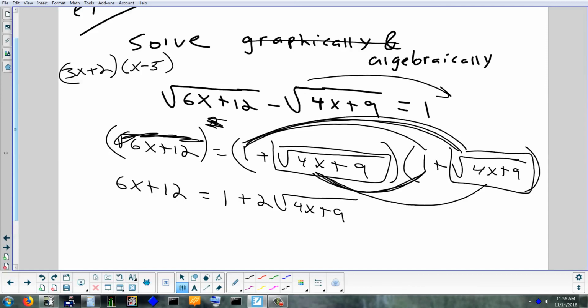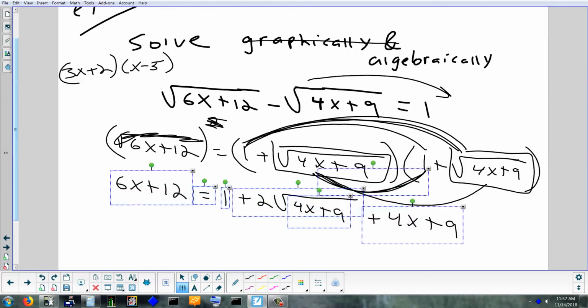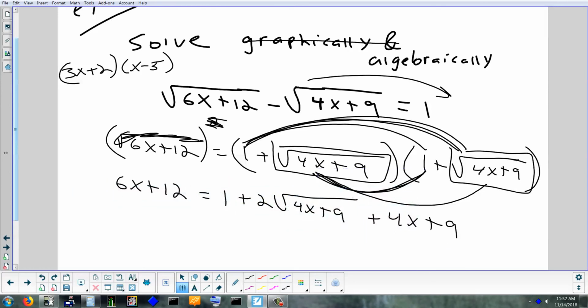It's the square root of 4x plus 9 times the square root of 4x plus 9. It's almost like you're just squaring the square root of 4x plus 9. So what would happen? It's just 4x plus 9. Now, if we look, it looks worse, but it's not, because we've got some like terms, 1, 4x, and 9. All of that can be moved over to the other side. Okay. So that's what I'm going to do.